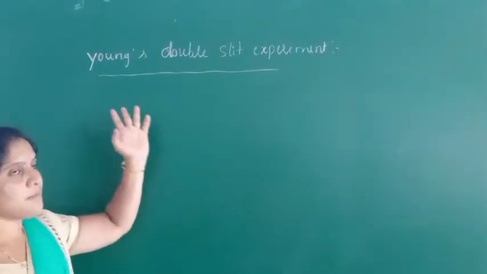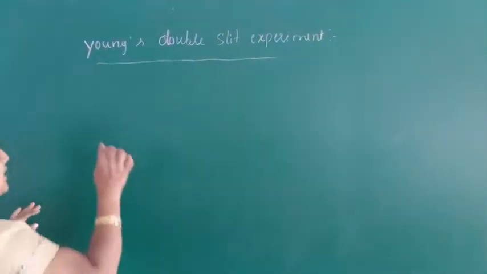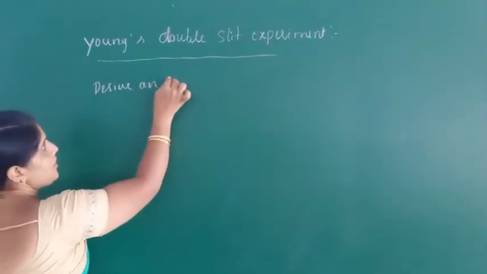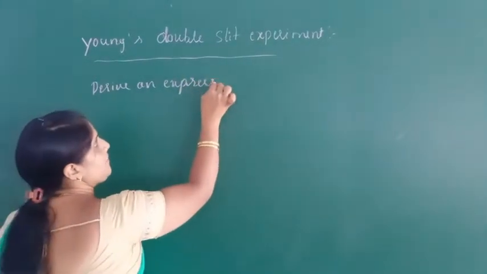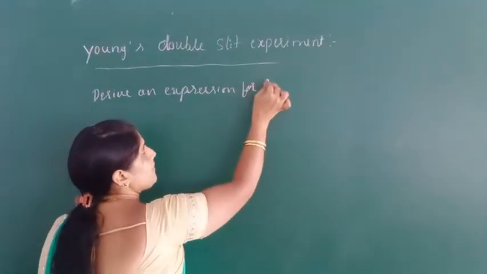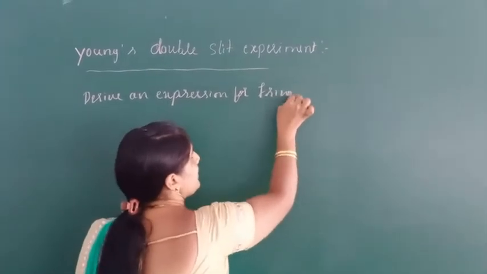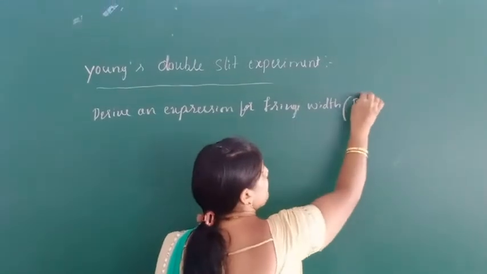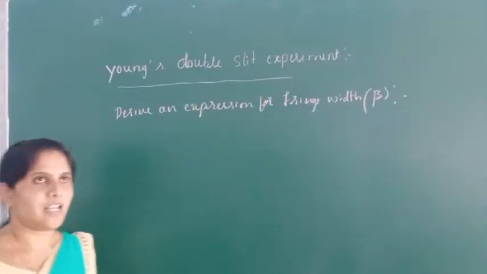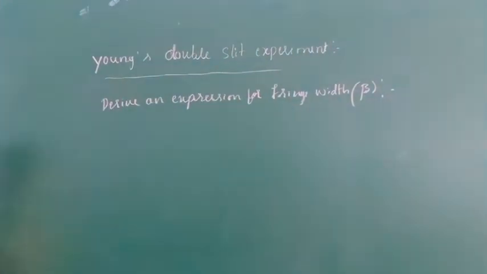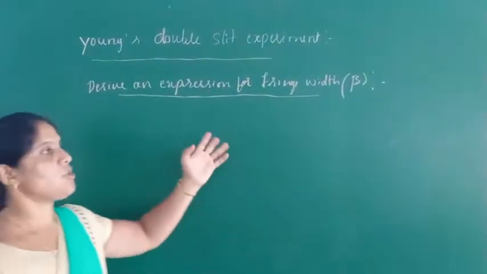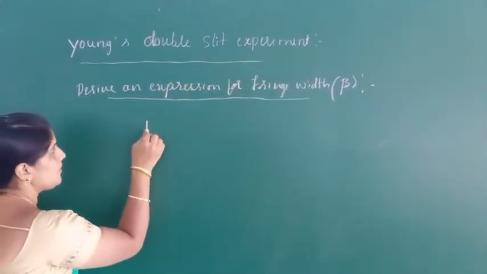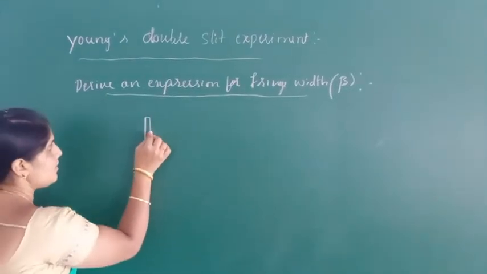Based on this Young's double slit experiment, now we derive an expression for fringe width. Fringe width is denoted by beta. So now we want to derive the expression for fringe width. To derive this expression, we took a double slit, this is called the double slit.